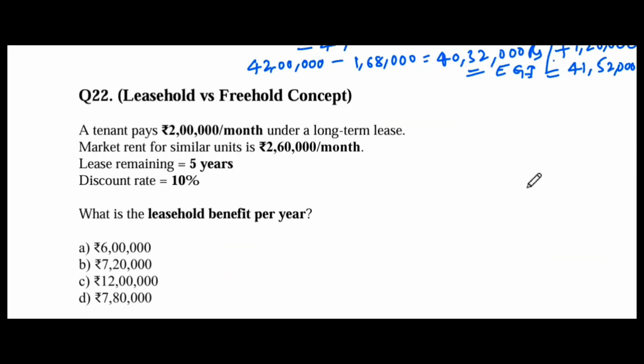A tenant pays 2 lakhs per month under a long-term lease. Market rent for similar units is 2,60,000 per month. Lease remaining is 5 years. Discount rate is 10%. What is the leasehold benefit per year?